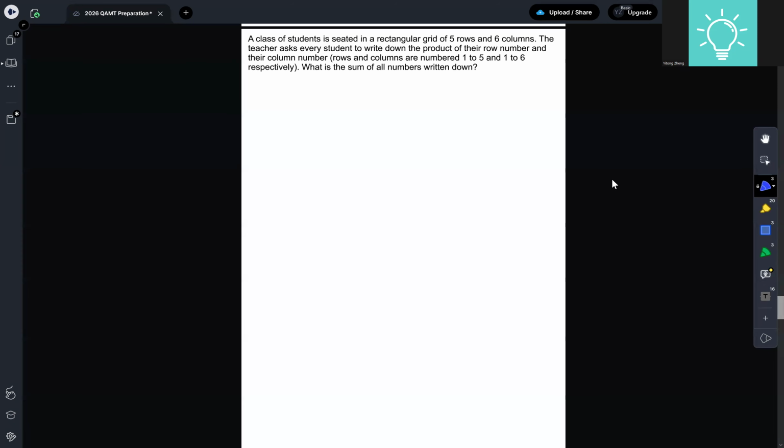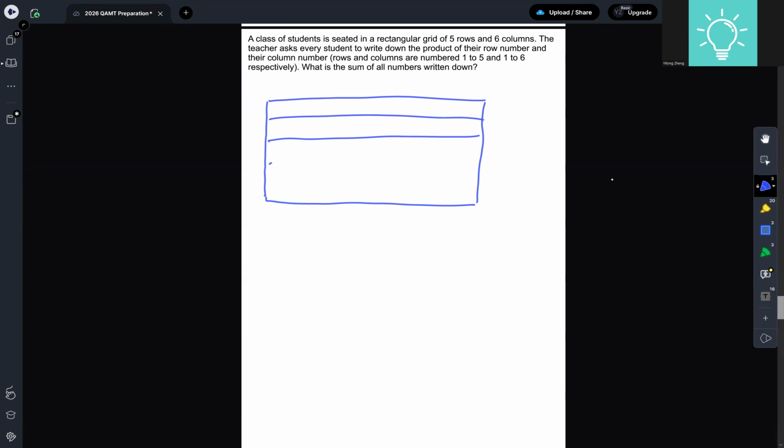So, suppose in the 2026 QAMT Problem Solving Competition, you get given this problem. What can you do? A class of students is seated in a rectangular grid of 5 rows and 6 columns. Let me draw that. 5 rows, so it looks something like this, and 6 columns. So, we have a grid like this, row 1, row 2.